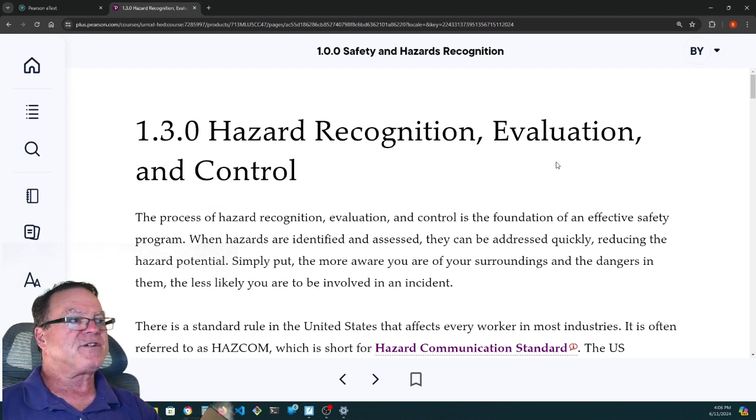1.3.0 Hazard Recognition, Evaluation, and Control. Now we're getting to the point where we're trying to look into the future and determine what could go wrong and taking corrective action before somebody gets hurt. So the process of hazard recognition, evaluation, and control is the foundation of an effective safety program. When hazards are identified and assessed, they can be addressed quickly, reducing the hazard potential.